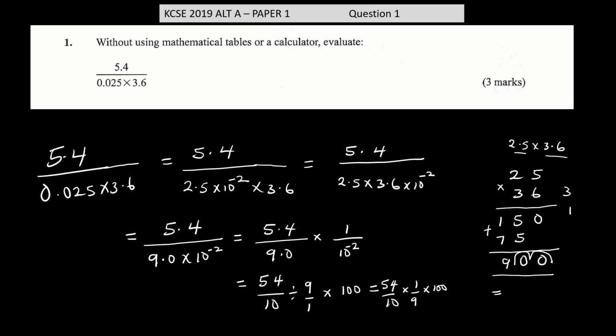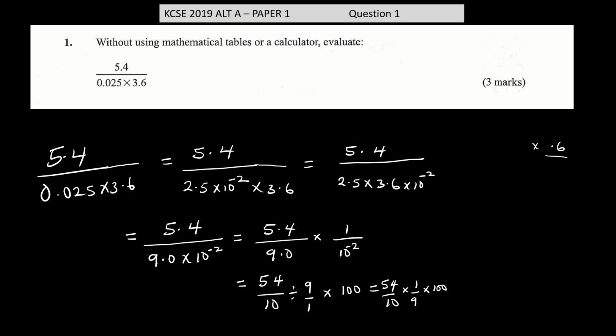Let's delete this for us to have more space to work with. To further simplify this, we now have 9 ones are 9, 9 sixes are 54. 6 divided by 10 is 0.6. That is 0.6 times 100. And this equals 60. So the answer to number 1 is 60, after we simplify 5.4 over 0.025 times 3.6.